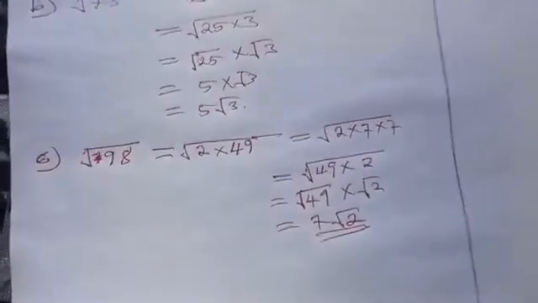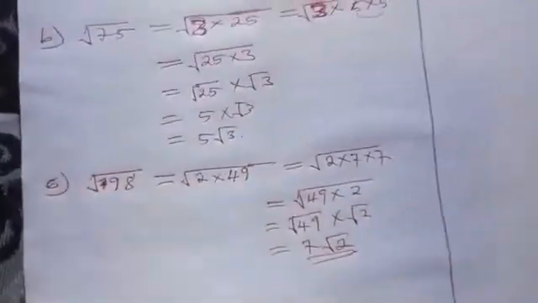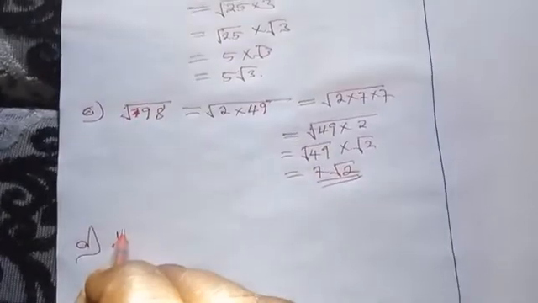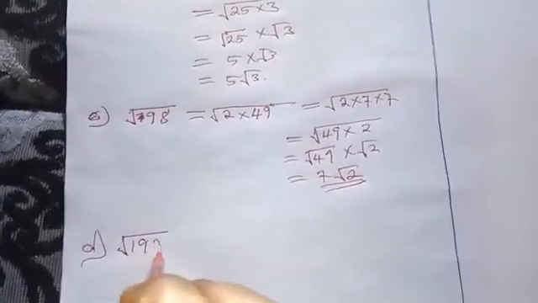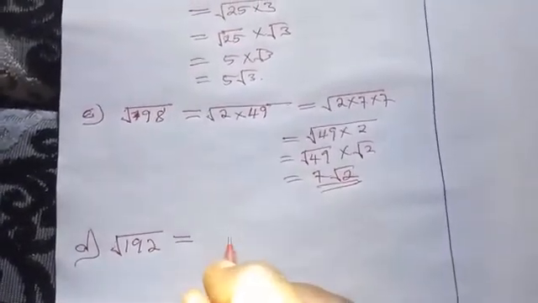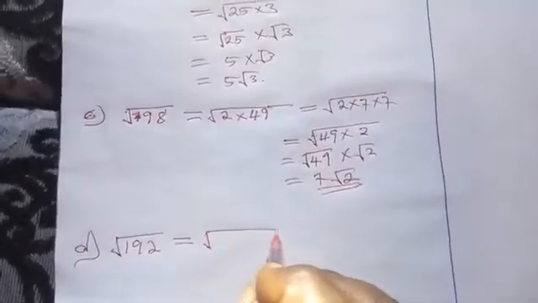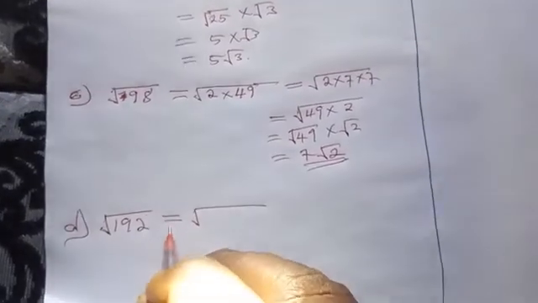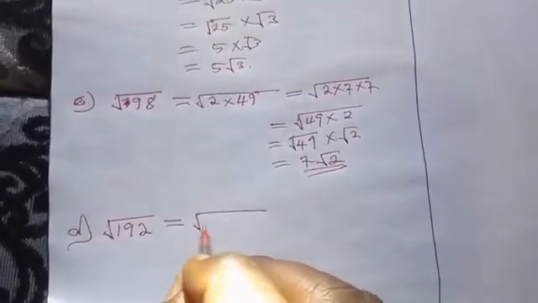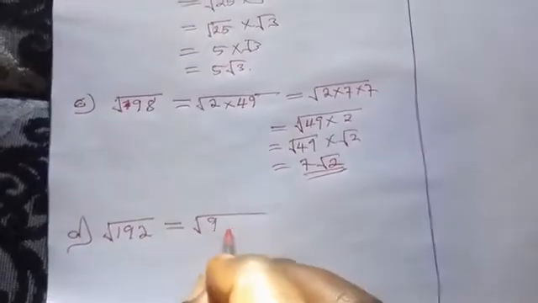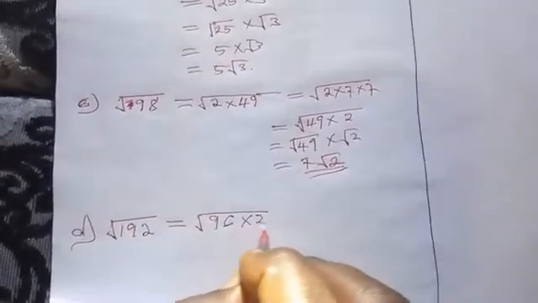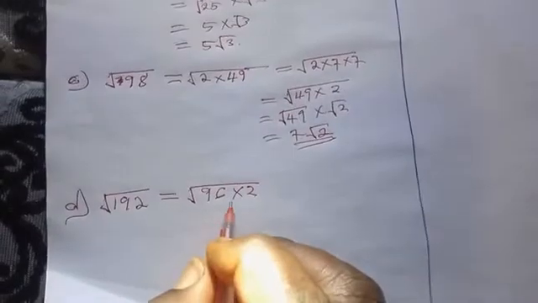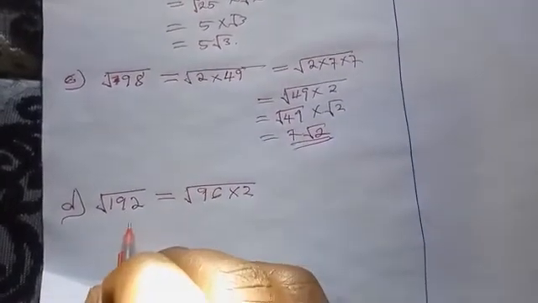The next one is D. In D we have what? Square root of 192. Okay, how do I break 192? See, 2 can go in 192. How many times? So 2 in 19 is 9. 2 in 12 is 6. So times 2 like this, right? So 96 times 2 will produce 192.